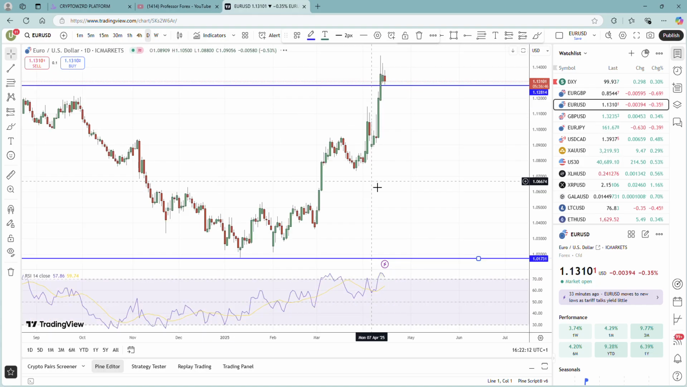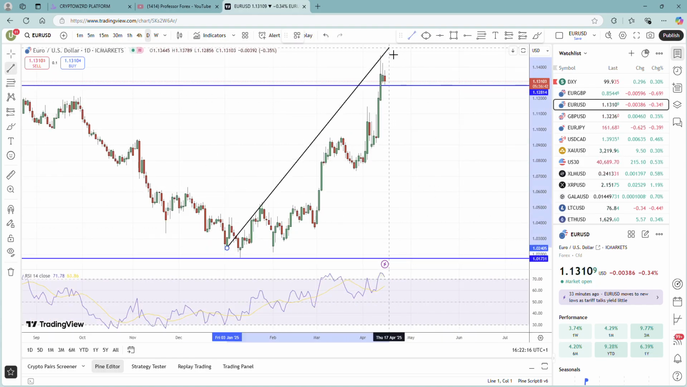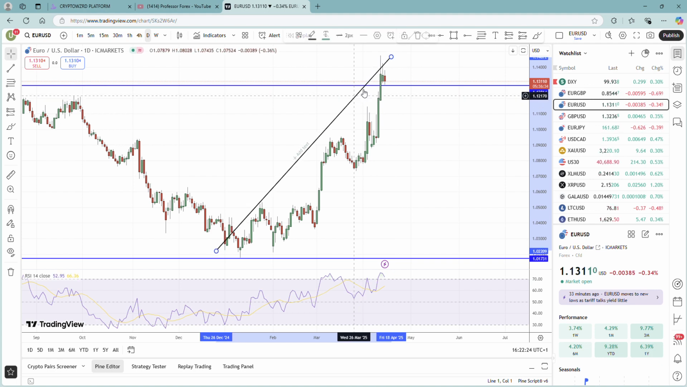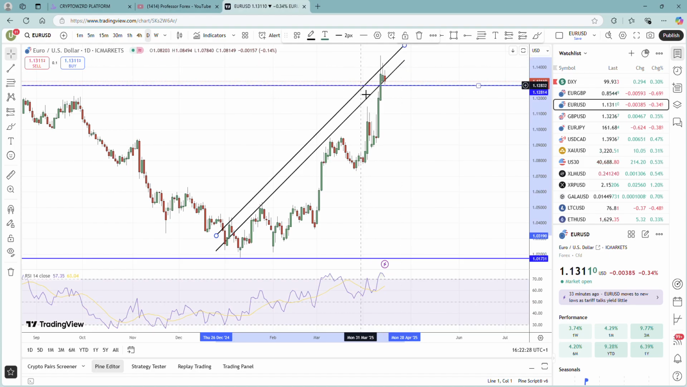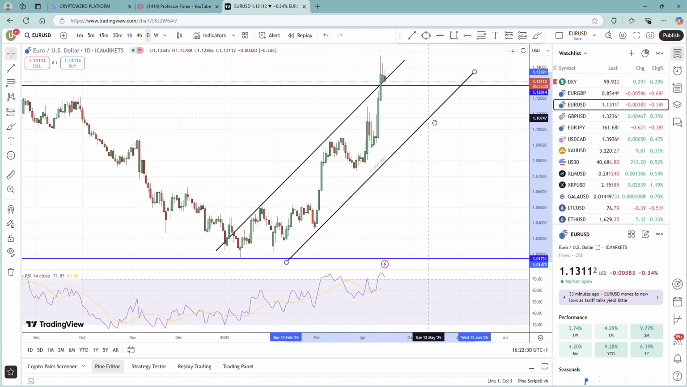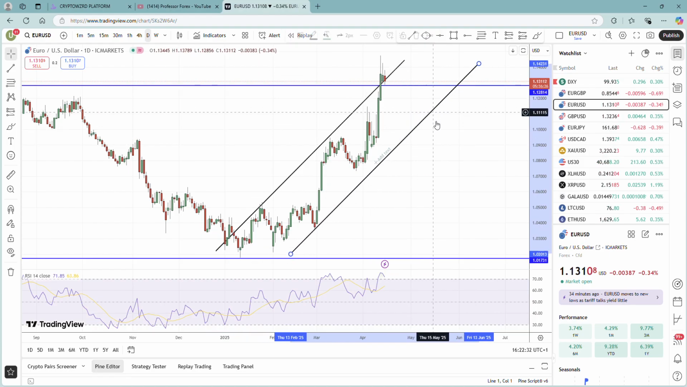Weekly support. If you go to daily, price is in an uptrend. So you know if it's in an uptrend, what you're looking for. You're looking for higher highs and higher lows. You got that right. Well done if you were following. If you weren't following, then watch the video. There you go.